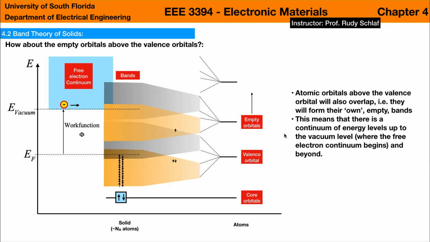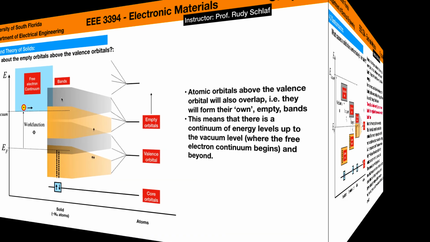An interesting question to examine is what happens to the empty orbitals that are on the outside of the valence orbitals in atoms. Since they're even further out, they will of course also overlap with the empty orbitals of neighboring atoms. And so they will also form bands, but of course these bands are empty because there are no electrons in empty orbitals, as the name says. And so what we end up with is a continuous system of energy states from the bands that are derived from the valence orbitals out into the free electron continuum on the energy axis.